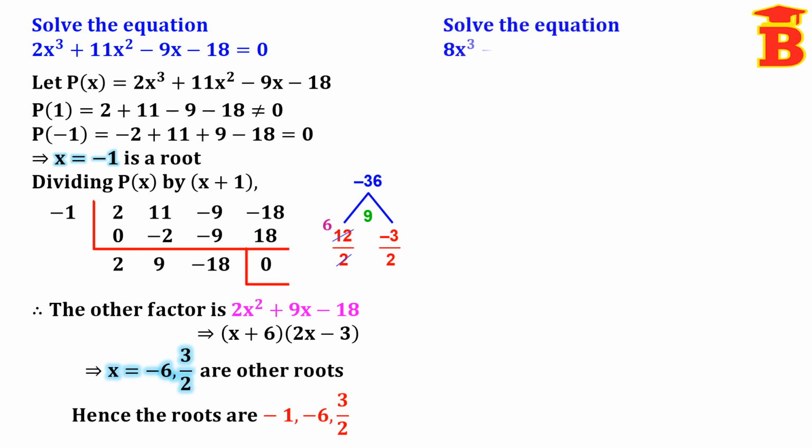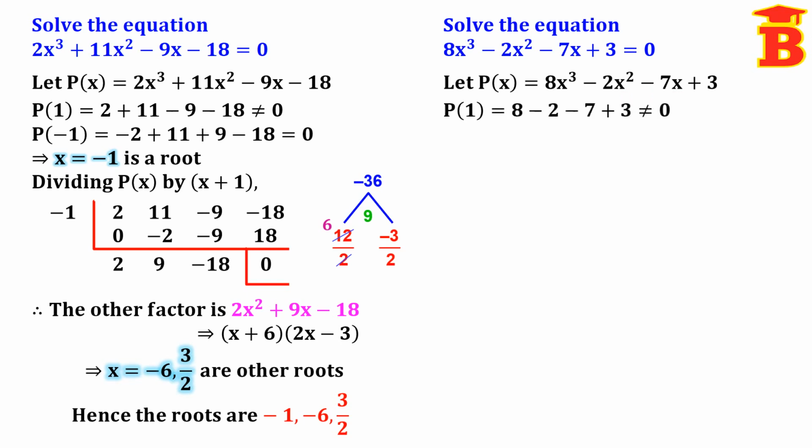Similarly, let us solve one more problem. Same like this. This is 8x cube minus 2x square minus 7x plus 3 equal to 0. Let us take the polynomial as 8x cube minus 2x square minus 7x plus 3. First let us try p of 1. Put x is equal to 1 here. Write all the coefficients, that is 8 minus 2 minus 7 plus 3. Here adding the positive numbers 8 plus 3, 11. Adding negative numbers minus 2 minus 7, minus 9. So this is not equal to 0.